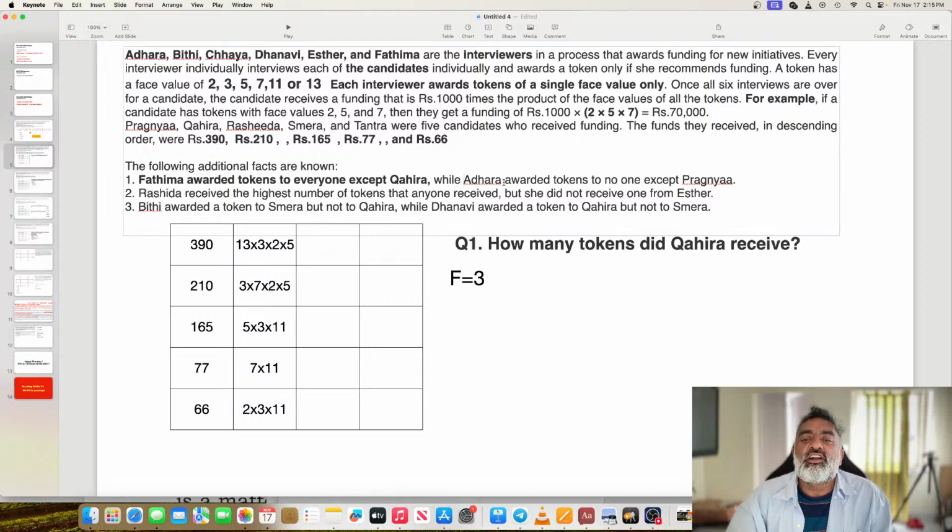While Adhara awarded tokens to no one except Pragna, okay? Adhara gave a token to only one person. 3, obviously Adhara can't be, because Fatima is 3. What about 2? If I look at 2, 2 is present for 390 also, 210 also, and in the 66 story. So whoever has the token face value of 2 has given it to 3 people. I am looking at something which is only given to one person, and obviously the answer should be popping at you that it is going to be this 13. So I figured out from the same piece of information that Adhara is equal to 13.